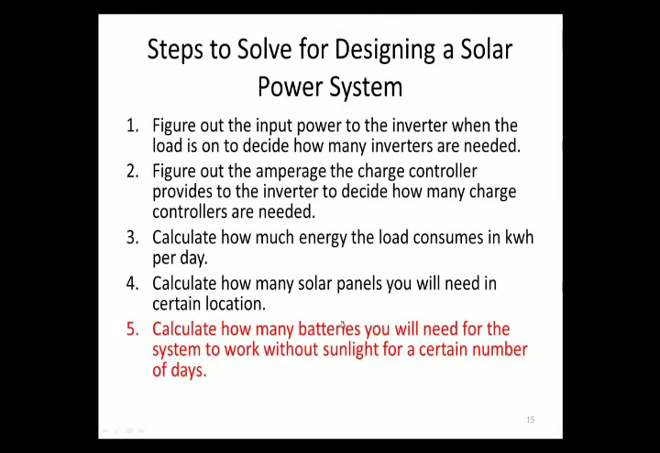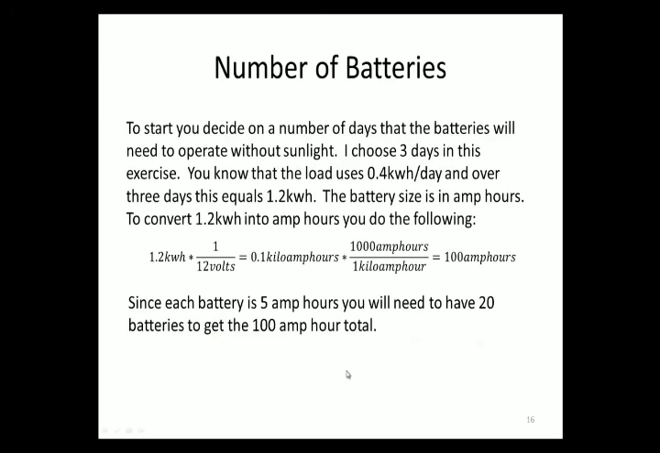So step 5 is now we need to calculate how many batteries we'll need for the system to work without sunlight for a certain number of days. So just think about if you had a storm system come through and it wasn't very sunny days, you'd have to have some battery backup so you could supply the charge controller and the light bulb to turn on. So we're going to just say 3 days is needed where it's going to be really cloudy or really rainy and we have no sun and we need to power it with all batteries.